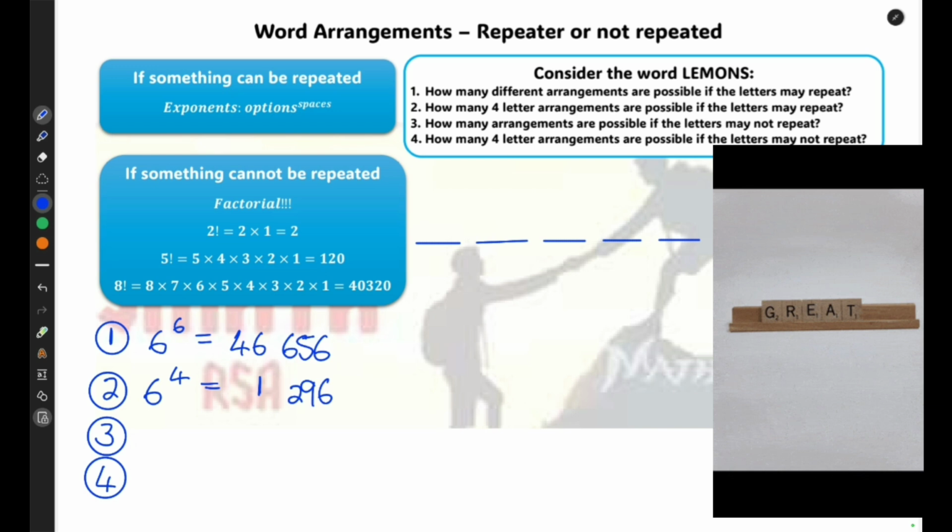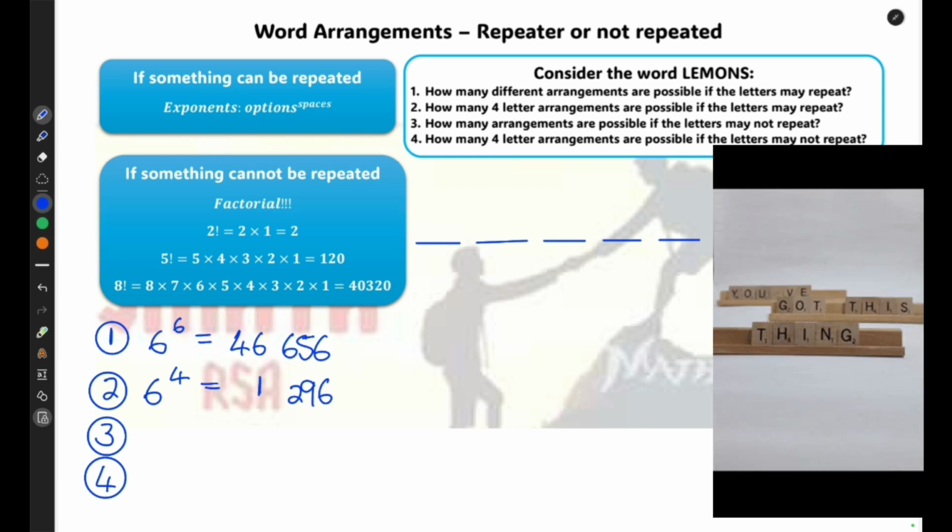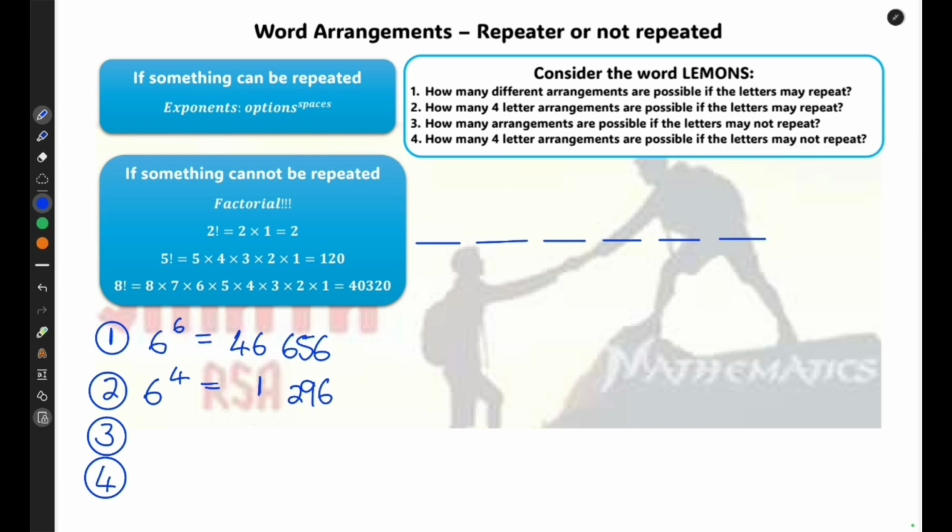Question 3, how many arrangements are possible if the letters may not repeat? Okay, so if you think of Scrabble and you have the 6 tiles of lemons on your board, and they're asking you how many different combinations can I make with that? So the first space, I have 6 possibilities, but when I used one, I only have 5 left, and then 4, and then 3, and then 2, and then 1 left for the last space. Okay, so if something may not be repeated, it's going down by 1 each time, and this number would then be 720 if I multiply that.